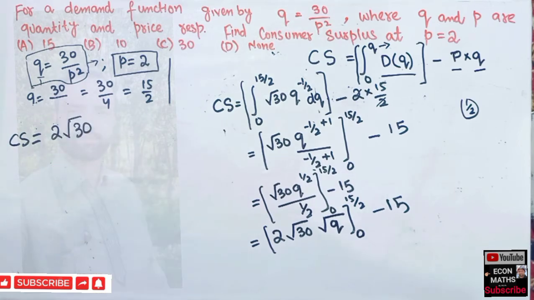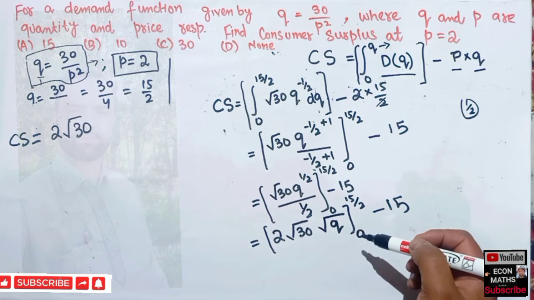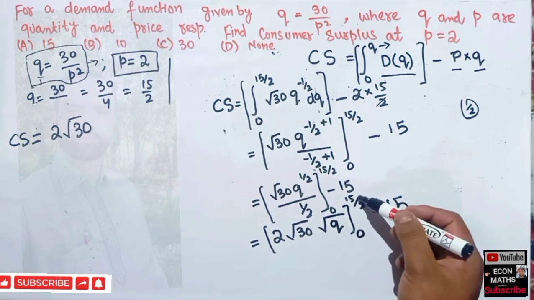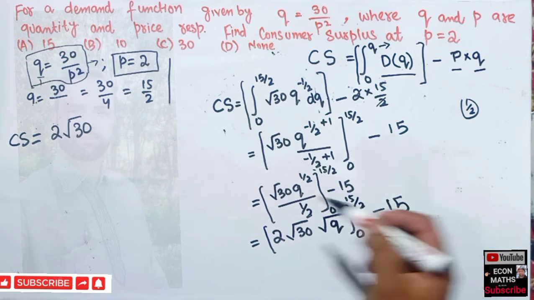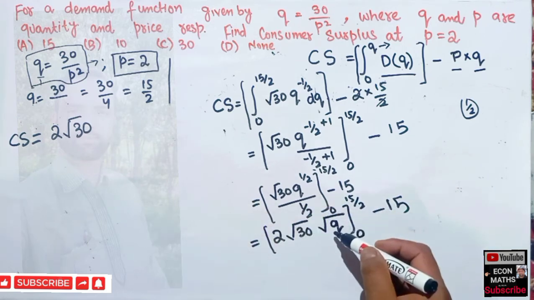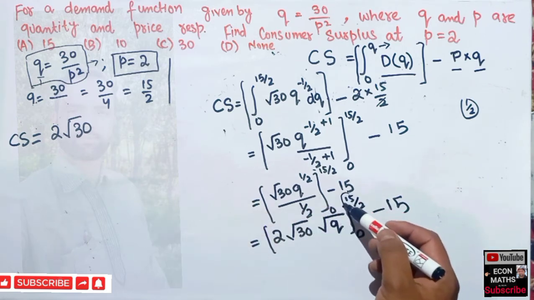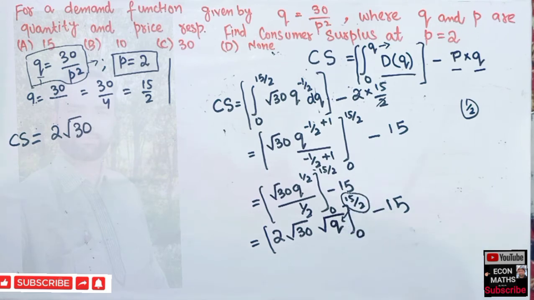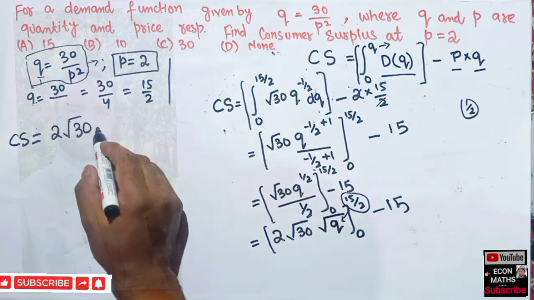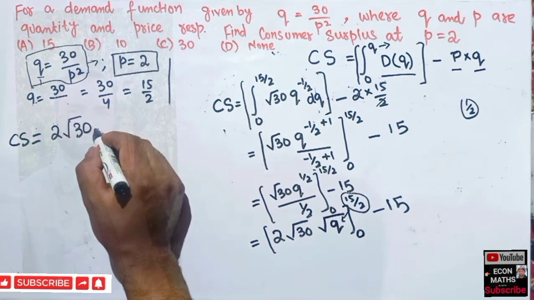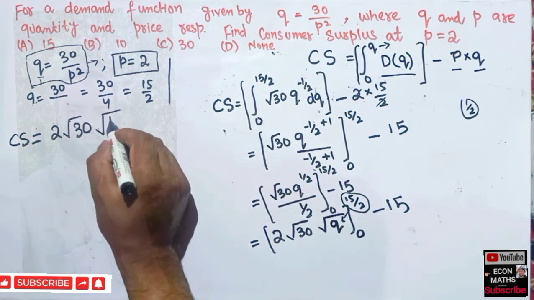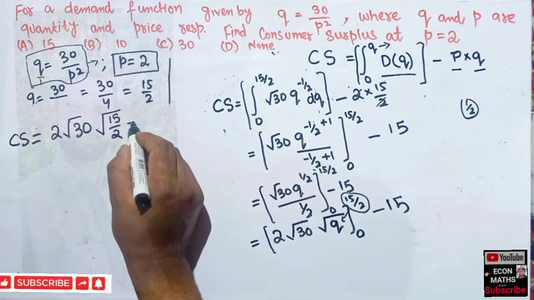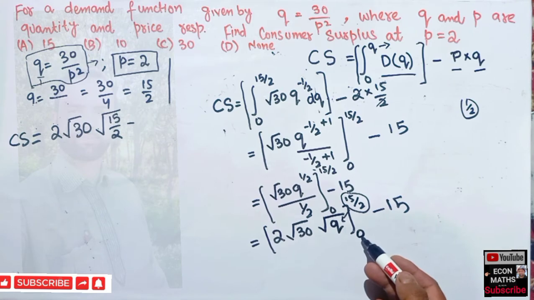How do we give the value? If we have to integrate from 0 to 15 divided by 2, 0 to, this is lower limit and upper limit. First we give the value of upper limit. The value of upper limit is here 15 divided by 2. So in place of q we will insert the value of upper limit. So in place of q we will write 15 divided by 2. Okay, minus the lower limit. Lower limit is 0.